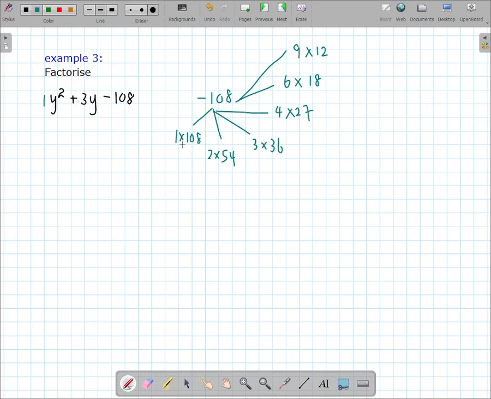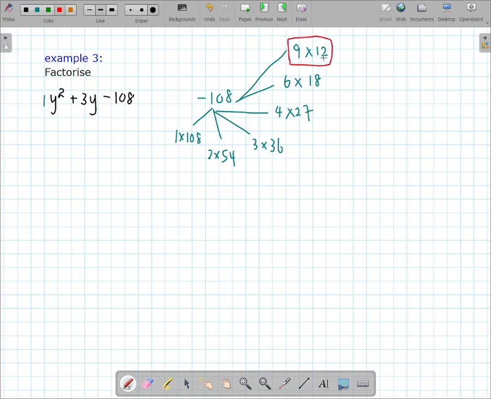108 and 1, difference is 107. 54 and 2, difference is 52. 36 and 3, difference is 33. 27 and 4, difference is 23. 18 and 6, difference is 12. 12 and 9, difference is 3. Then we have the difference 3, that is 12 and 9.